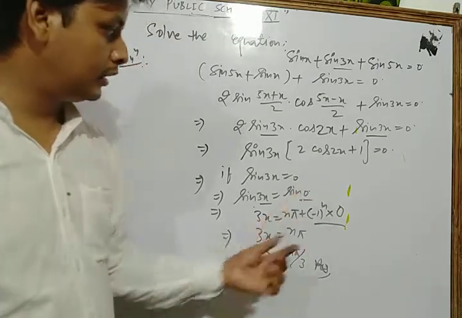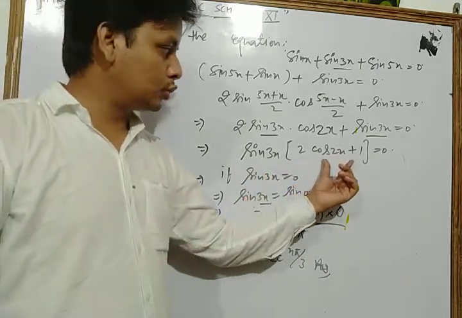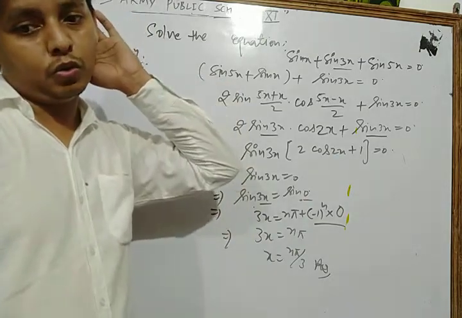Now again we take 2 cos 2x plus 1 is equal to 0. Okay, let's see.